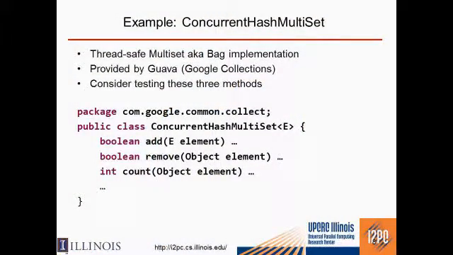So here's an example. Let's say we have a certain class that we want to test. This comes from an open source library from Google. Let's say we have this class, the ConcurrentHashMultiset. It's basically a collection where you can store objects, and you have operations like add, remove, count. And what you would like to do is write tests for this particular class.